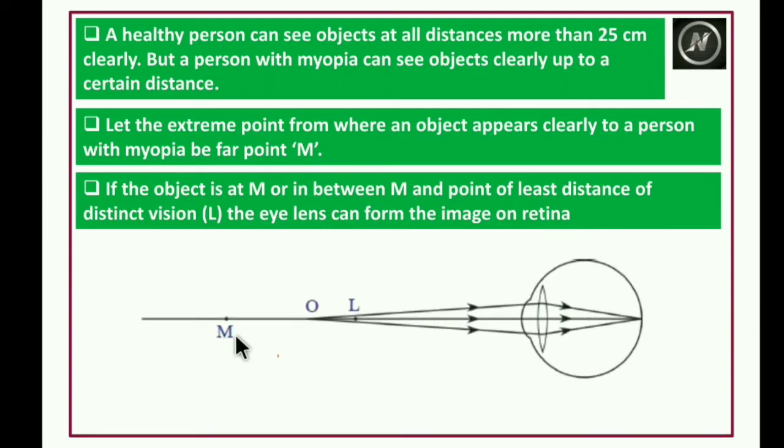See here, in this case, the object is present between M and L. M is the far point and L is the least distance of distinct vision. The eye lens can form the image on the retina in both these cases.